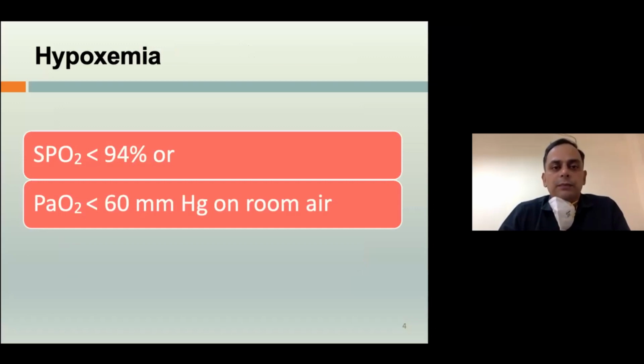We call the patient hypoxemic whenever the saturation goes below 94%, or the PaO2 by ABG is less than 60 millimeters of mercury on room air. Then we say the person is becoming hypoxemic and we should start our oxygen therapy.